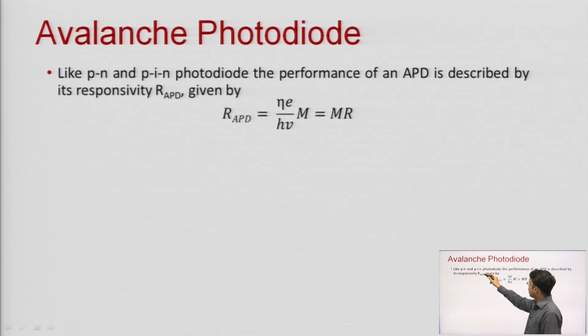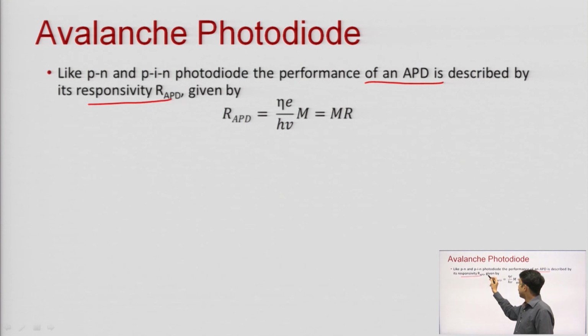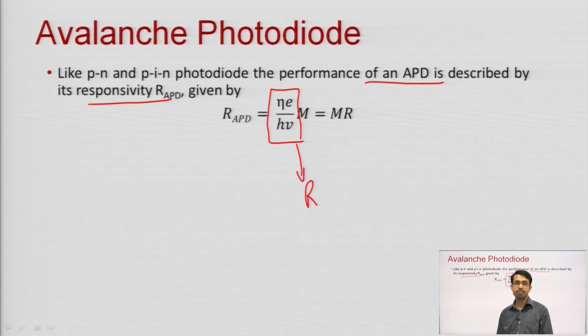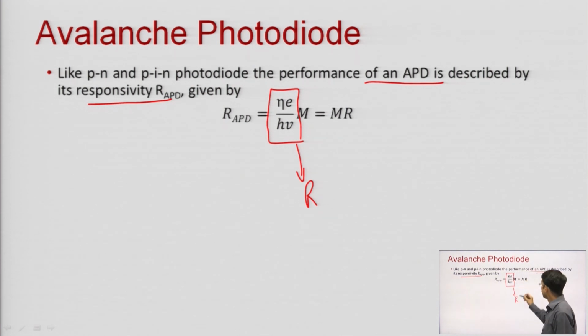Now, like PN and PIN diodes, the performance of an APD is also described by responsivity, and it is given by eta e upon h nu, that is the responsivity of a simple photodiode, into the multiplication factor. So, this is R, the responsivity of a simple PN or PIN diode, into the multiplication factor. This is the responsivity of the Avalanche Photodiode.